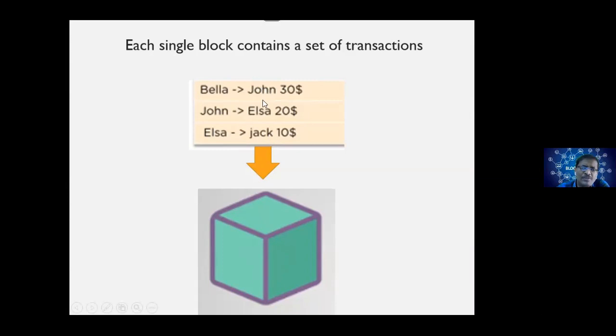If I have, for example, 5,000 transactions, I fill 2,500 transactions in the first block, and the next maybe 2,000 to 3,000 transactions in the second block, and so on. And I already said how these transactions are generated: when a user sends some Bitcoin to another user.